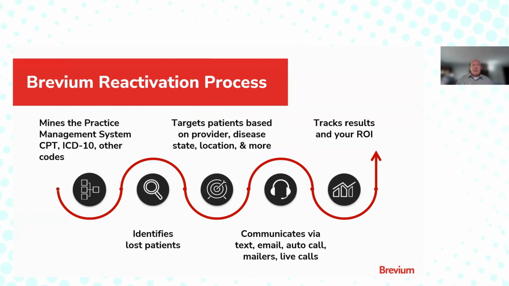So what is the process? Well, the process starts with a simple business associates agreement. For the Brevium connection, for example, we mine the practice management system using CPT codes, ICD-10 codes, J codes, other codes, billing history, that type of thing, to identify these overdue patients. Then we target them based on the provider, their diagnosis or disease state, and location. And then we communicate with them using a number of different methods: text message, emails, auto calls, mailers, live calls, and then we track the financial performance of those activities.